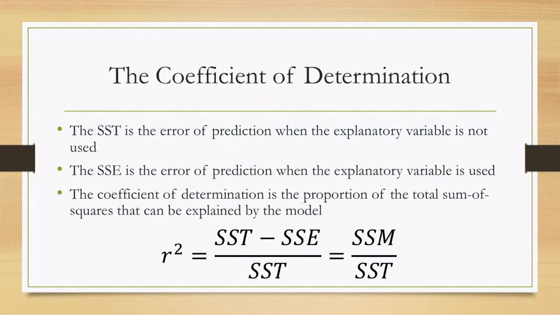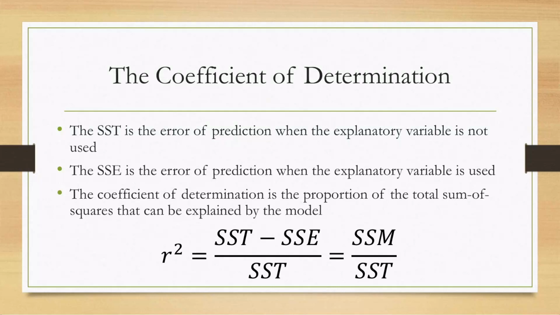The sum of squares total is the error of prediction when the explanatory variable is not used. That is, we're just using the mean as the index of our response variable, and deviation from the mean would be considered the residual or the error. And the more variance we have, the larger those deviations from the mean are. The sum of squares error is the error prediction. That's the sum of squares based upon our residuals when the explanatory variable is used.